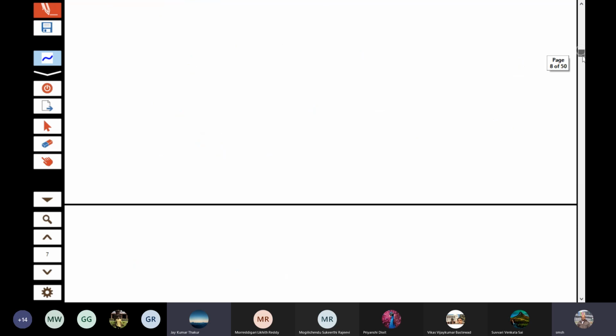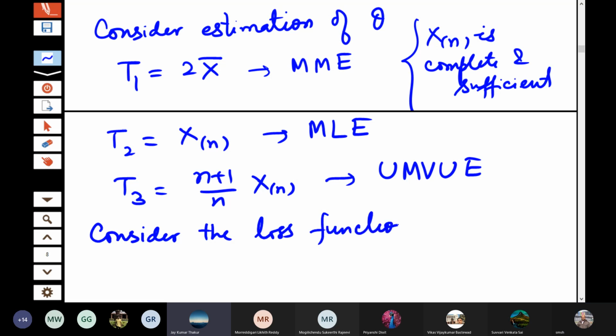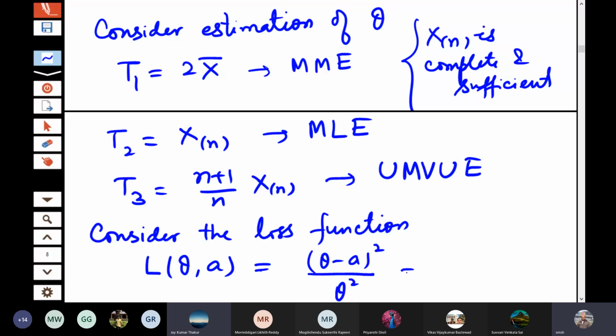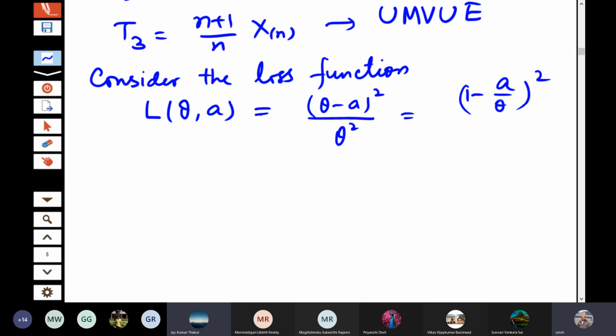Now let us look at whether invariance does something different here. Consider the loss function. So we are estimating theta. The squared error is basically (theta minus a) squared. But what we do is divide it by theta squared. That means you can actually consider it as (1 minus a/theta) squared. Basically, what does it do? It actually scales it, because here we want to make it free from the units of measurement. Now let us look at it. Consider a scale group of transformations.